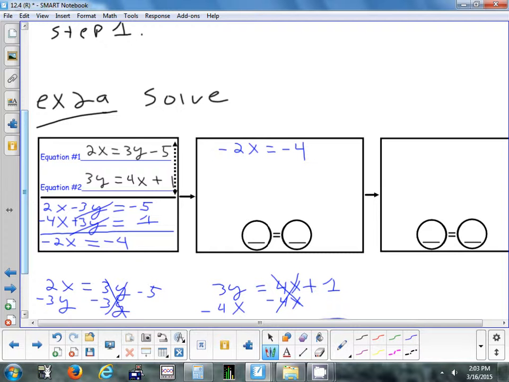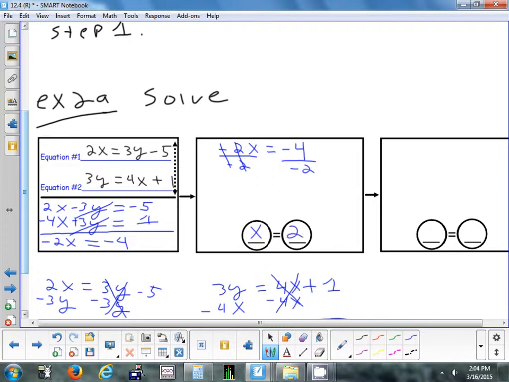Who can tell me what I do from here? How about Brian? How do you get x by itself? Well, what operation is this? Negative 2 and x, they're being what? Multiplication. What's the opposite of multiplication? Divide. And what's the number we're trying to get rid of near x? Negative 2. So that's gone.